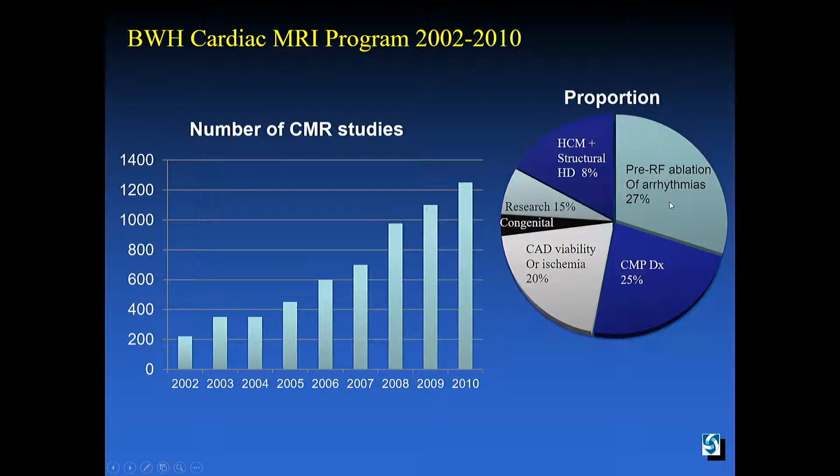We also do about a quarter of our cases for planning of EP procedures, most commonly planning of atrial fibrillation ablations, but also planning of VT ablations. We also perform a lot of studies to assess viability, myocardial ischemia, and coronary disease, and other assessments of structural heart disease, such as HCM and ARVC. Those are also common indications.